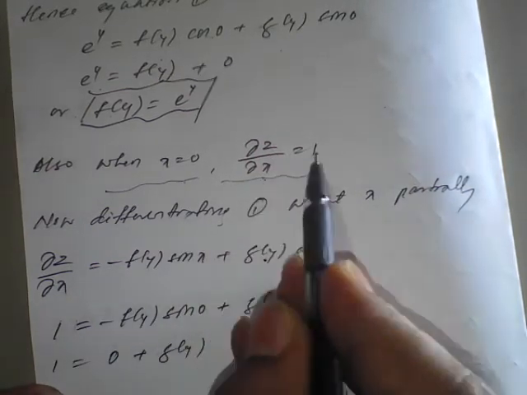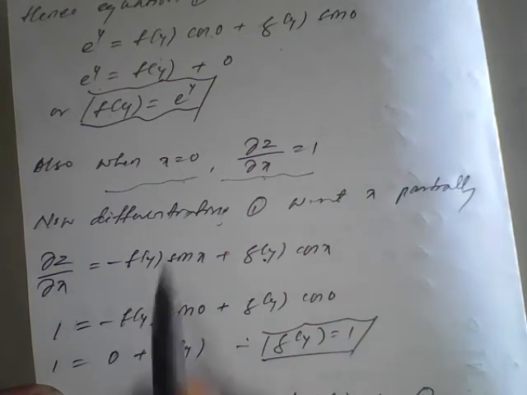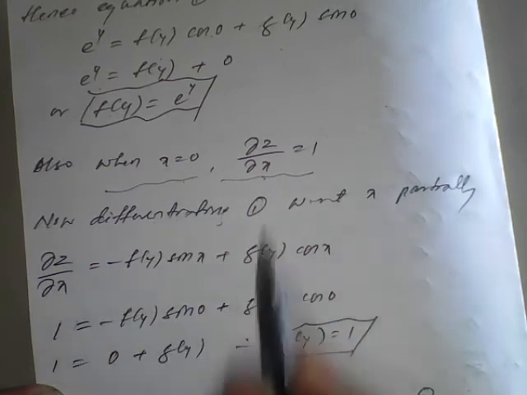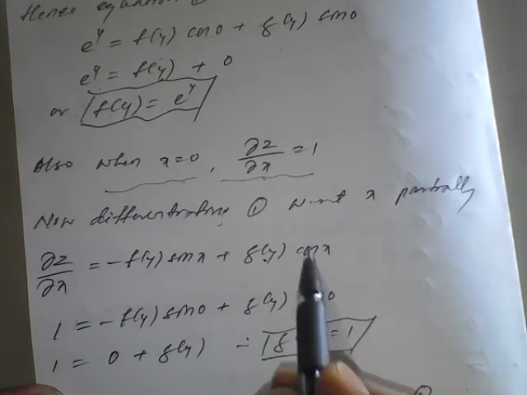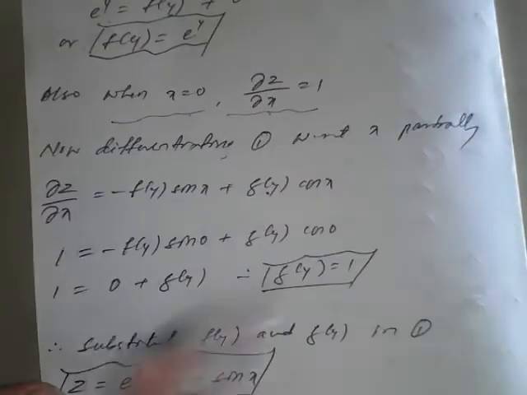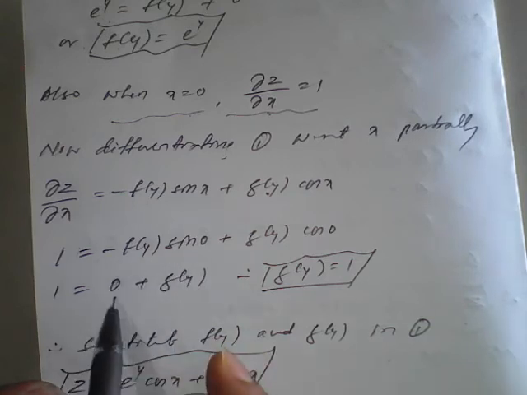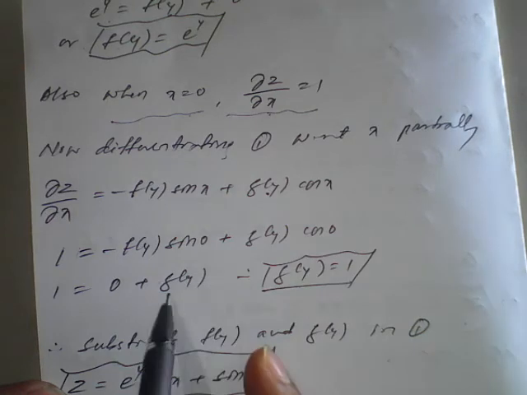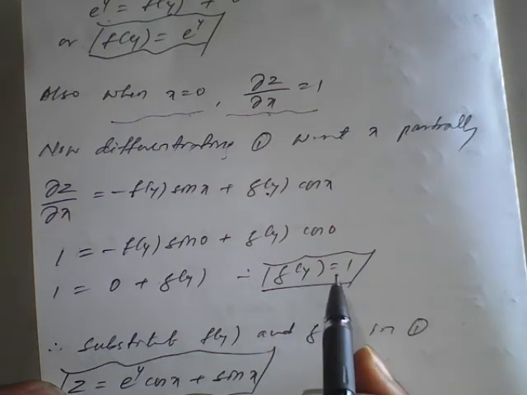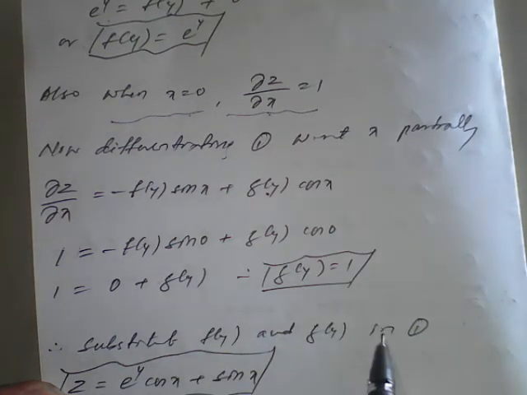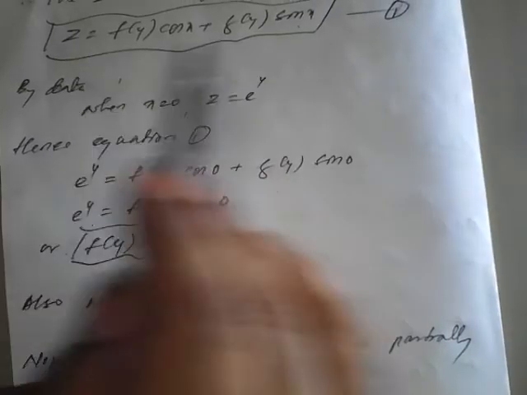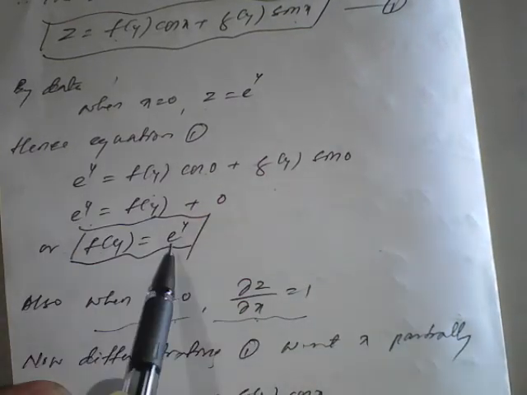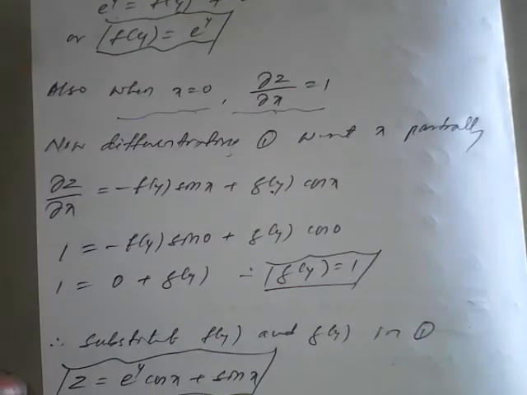So dou z by dou x is 1, minus f of y as it is, x is 0, that is sine of 0, plus g of y as it is, cos of 0, because x is 0. On simplification, sine 0 is 0, 0 into anything is 0. Cos of 0 is 1, into g of y is g of y. So g of y is 1. Substitute f of y and g of y in equation number 1, replacing f of y with e raised to y and g of y with 1. So we get the required equation as z is equal to e raised to y cos x plus sin x.